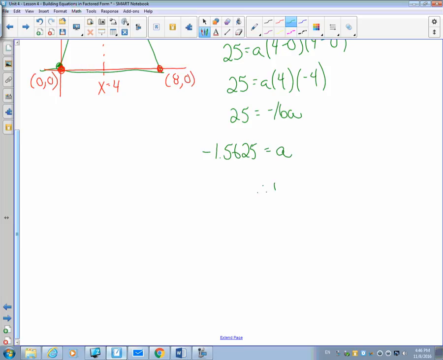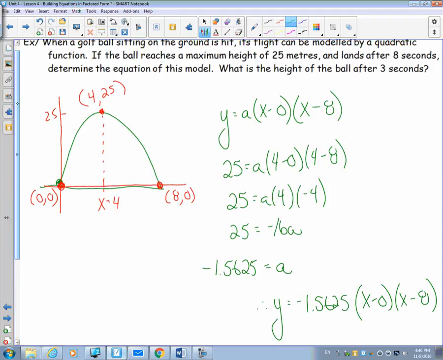So my equation is y equals -1.5625 bracket x minus 0 and x minus 8. There's the equation that models the height after a certain amount of time. That's really what these units were, right? This was time. This was height, not necessarily just x and y.